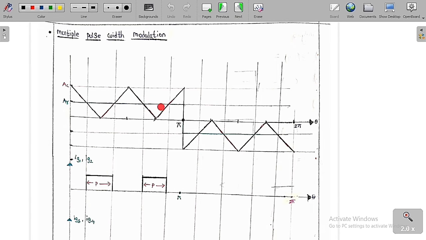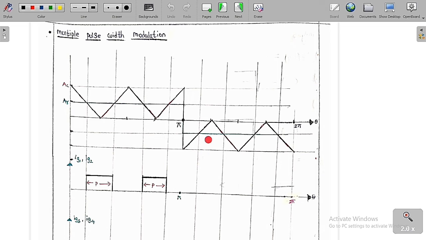Similarly, here also the magnitude of the reference signal is greater than the magnitude of the carrier signal. So here also we are going to trigger the T1 and T2 switches, or we can say switch S1 and switch S2 we are going to trigger in this period. So let me assume both the pulses have the same pulse width, which is P and P.